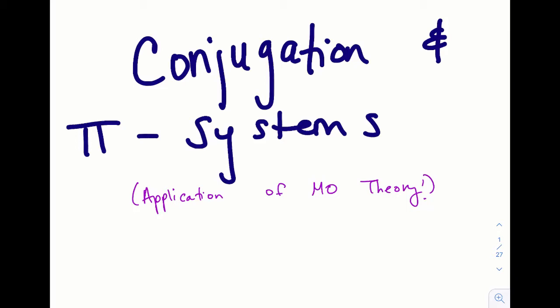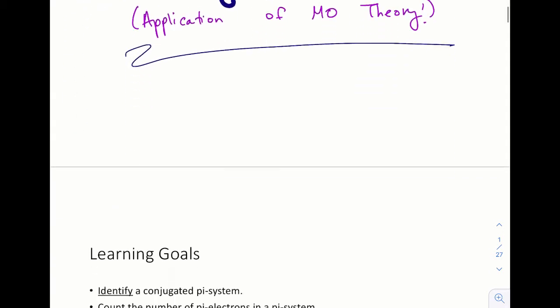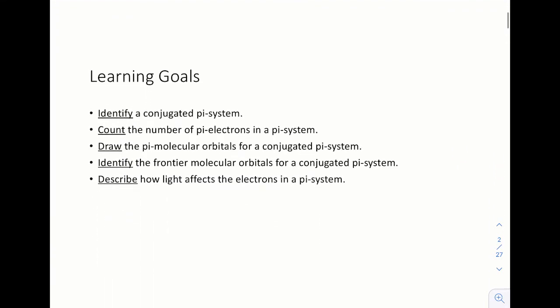In this video, we will discuss conjugation and pi systems using molecular orbital theory. The learning goals for today are to be able to identify a conjugated pi system, to count the number of pi electrons in a pi system, draw the pi molecular orbitals for a pi system, and identify the frontier molecular orbitals for a conjugated pi system. Then describe how light affects the electrons in a pi system.